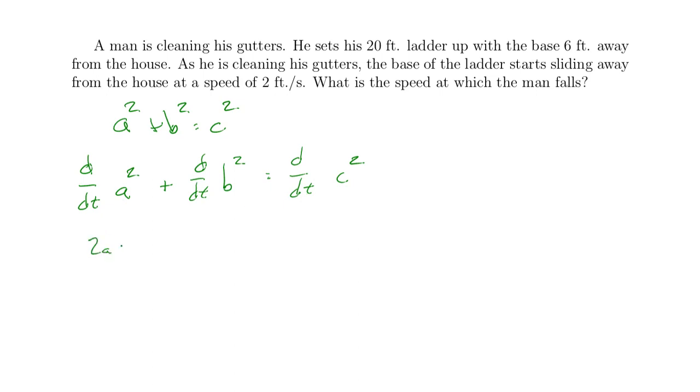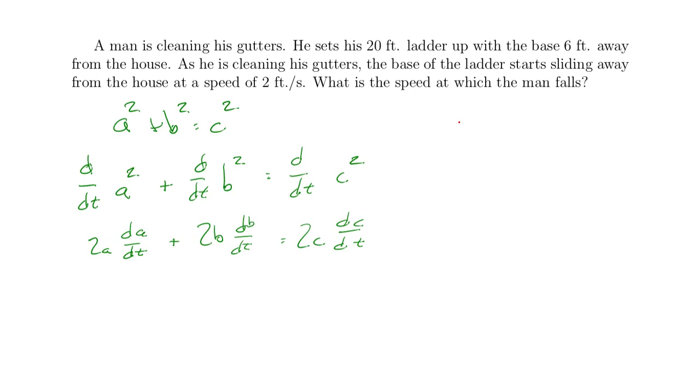So we've got 2a times the derivative of a. You could say a prime, but I'm going to use the notation to keep reminding us what our input variable is. The derivative of b squared is going to be 2b times dB over dt. And finally, 2c times dc over dt. At this point, I think we've got everything we need.